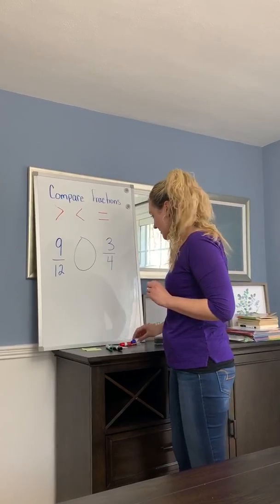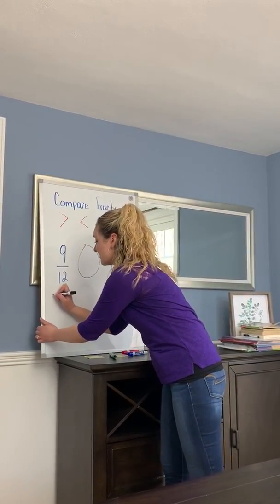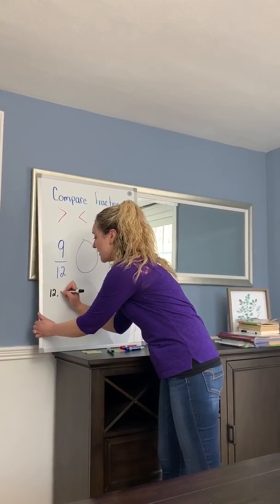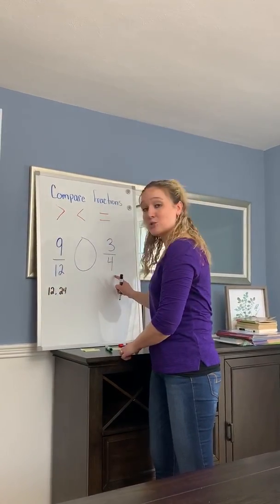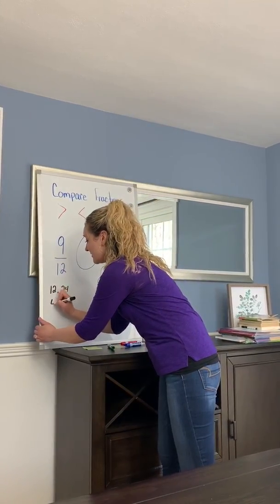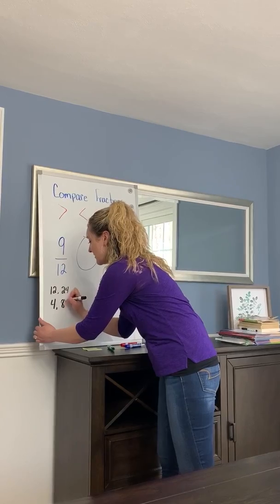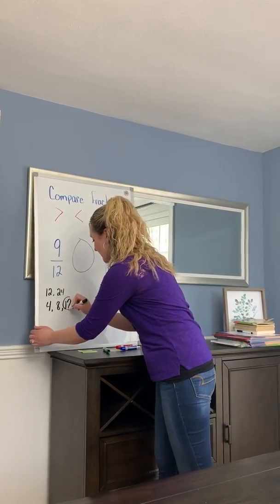I'm going to change the color. Let's start with 12, remember? You're going to start with 12 and you double it up. 12, 24. You know what? I'm going to stop there because I already know when I do my 4, I'm going to probably get to 12. So we have 4, 8, 12. Yep. So 12 is my common denominator.